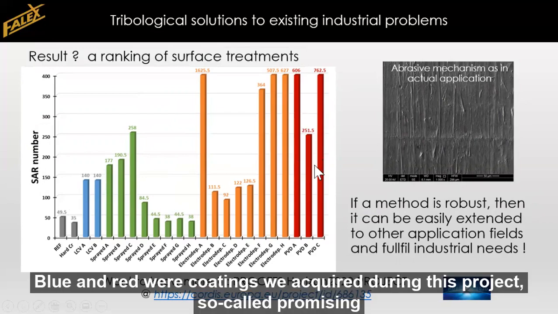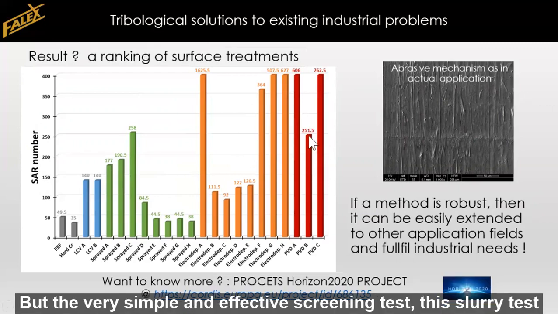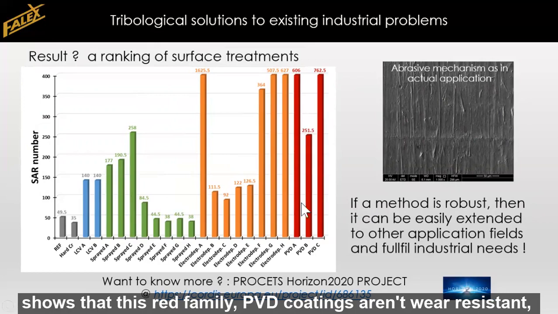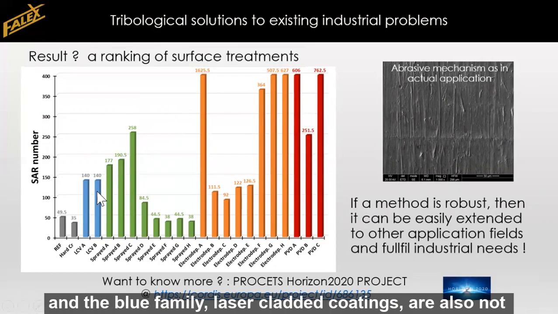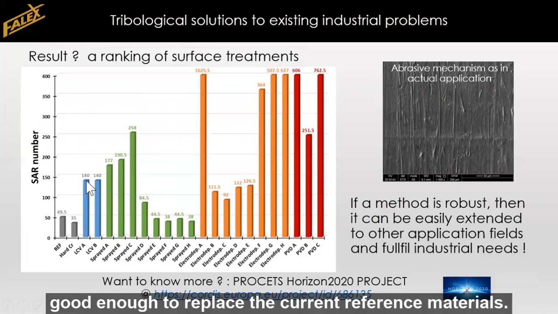The blue and the red were coatings that we were able to also acquire during this project. These were so-called promising coatings, but a very simple and effective screening test like this slurry test shows that this red family, PVD coatings, are certainly not wear resistant enough, and that the blue family here, which are laser cladded coatings, are also not good enough to replace the current reference materials.